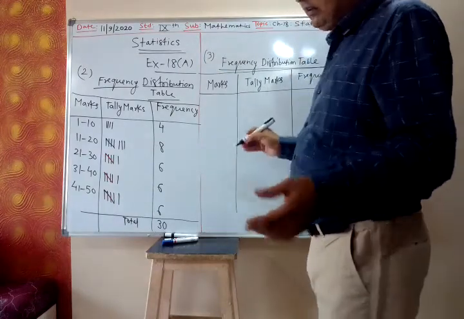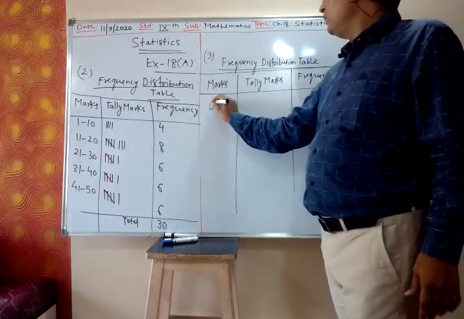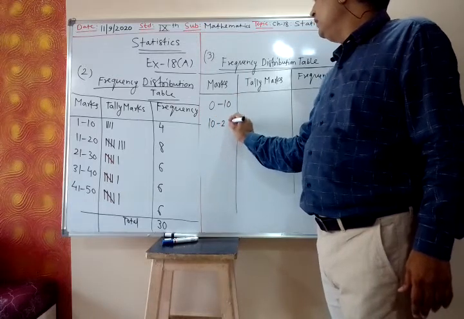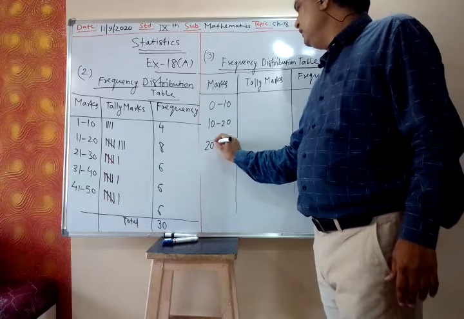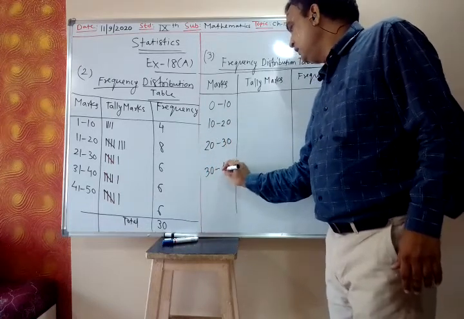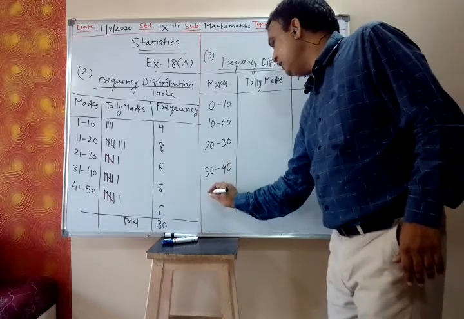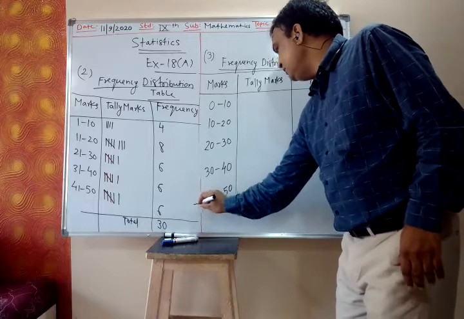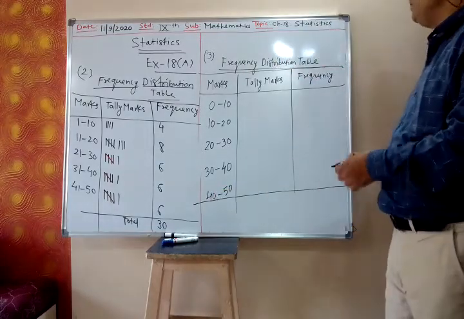Now let us take the interval as 0 to 10. Then next is 10 to 20, 20 to 30, 30 to 40, and maximum marks is 50, so I will write 40 to 50.